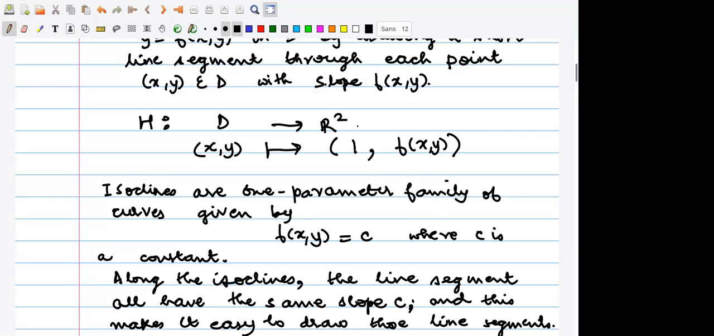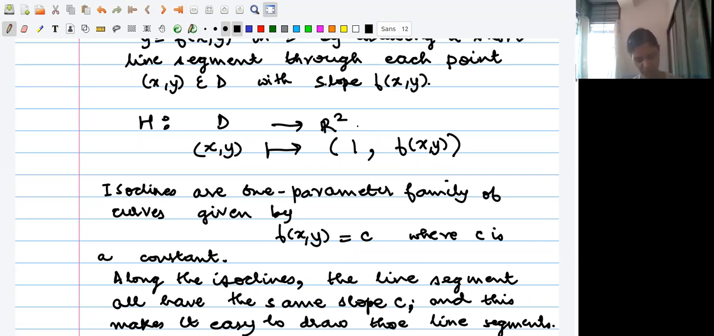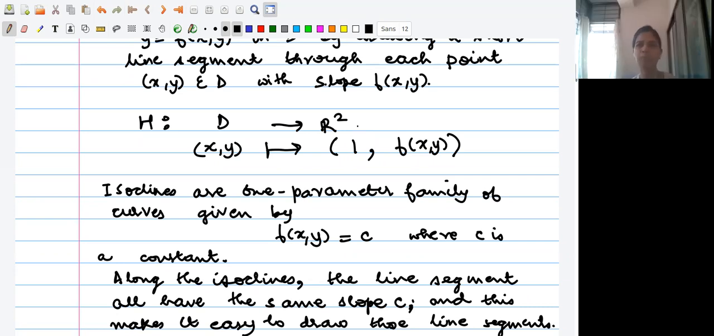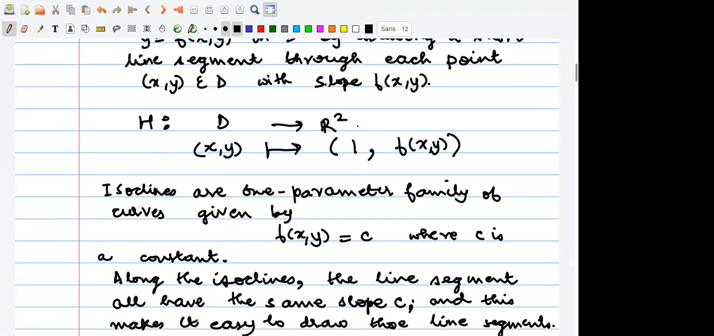So I'll correct myself. You needn't associate a unit vector, that is not required. You associate a short line segment, as you very correctly pointed out, with slope at each point xy determined by the value of the function f evaluated at that point. Yes, you are correct. Does that answer your question? Yes, ma'am, it's clear. Okay. Thank you.